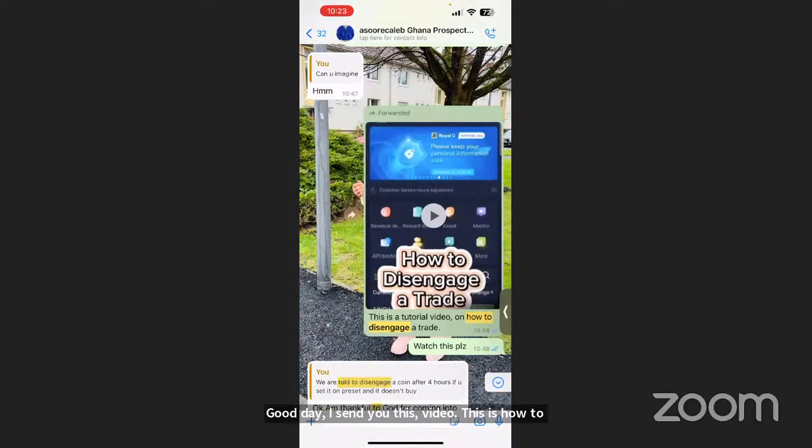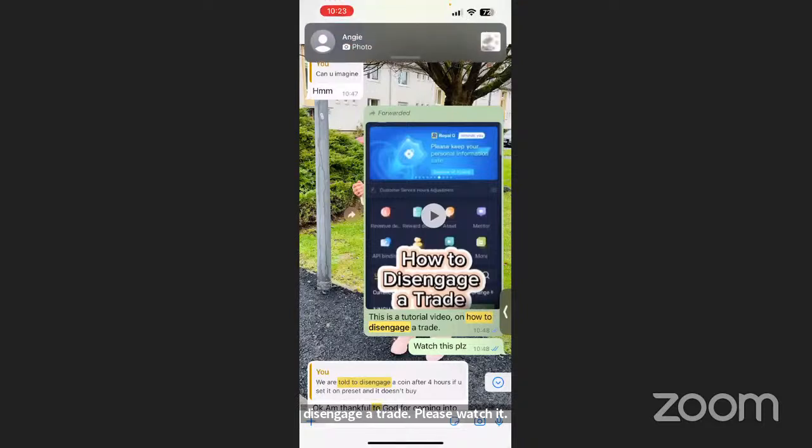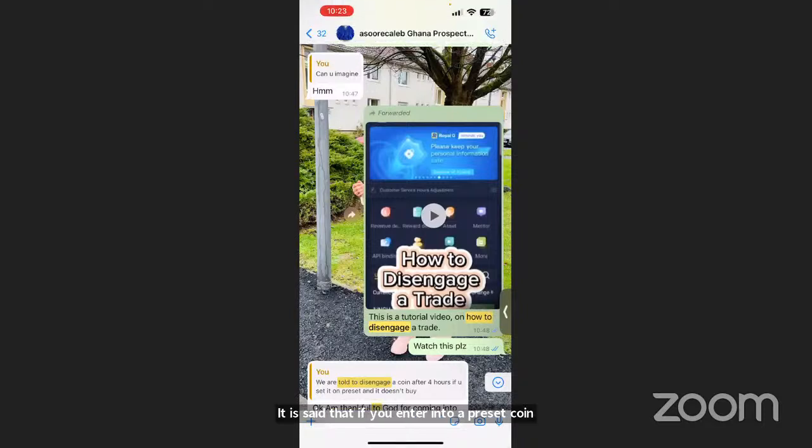Please watch it. It says that if you enter into a preset coin, after 4 hours, if the coin has not delivered, I beg you, go and click on the coin again. Tap on pause. That one will not go under the stop coins. It will vanish completely. Then you can trade another coin.